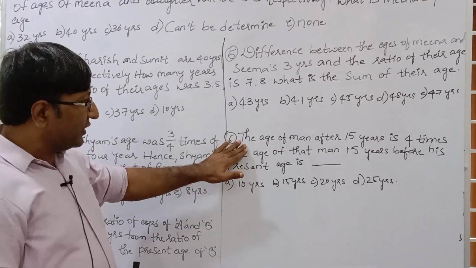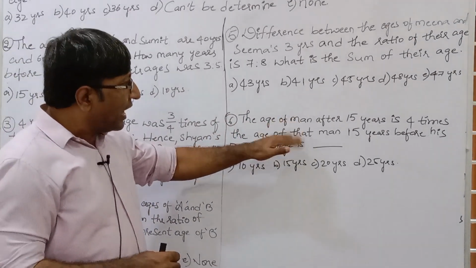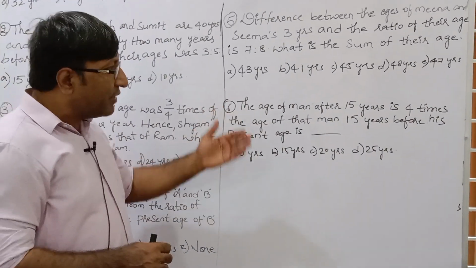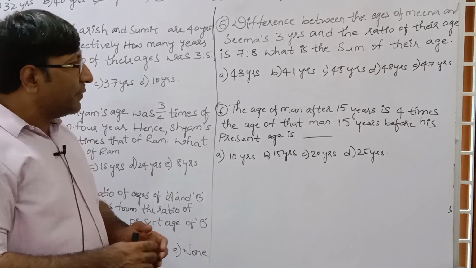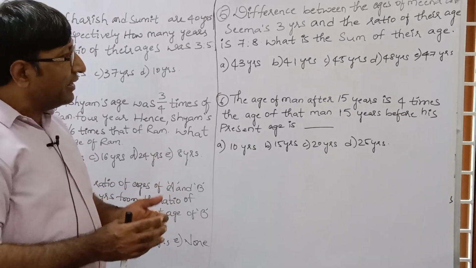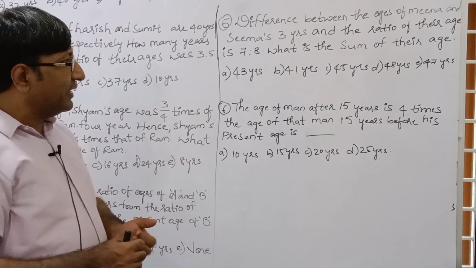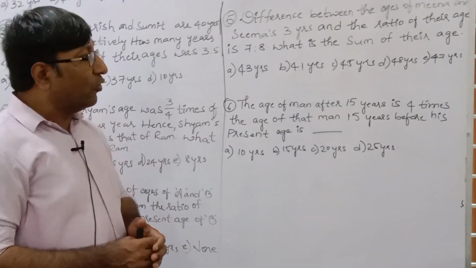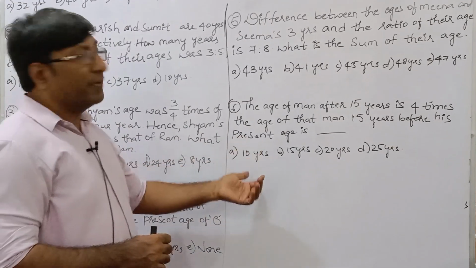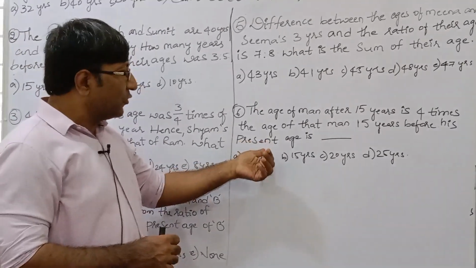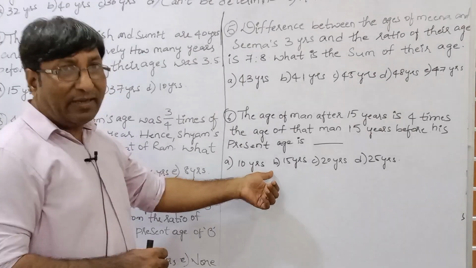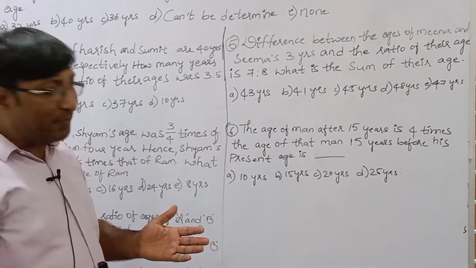Again, question number 6. The age of a man after 15 years is 4 times the age of that man 15 years before. That means suppose there is a man, so his age after 15 years is 4 times his age 15 years ago. Then what is his present age? So you can solve this question also by the two methods, first the option method and second the basic method.